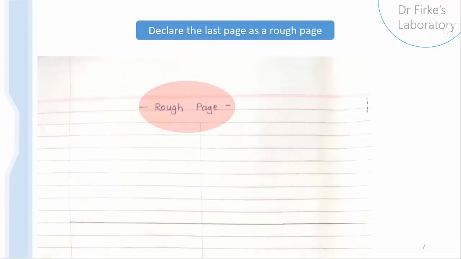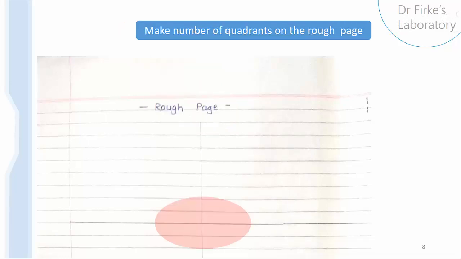Declare the last page as a rough page. This is required for making sums and other rough work while answering the questions. Divide this rough page into a number of quadrants. This will let you make a miniature planner for all the questions.